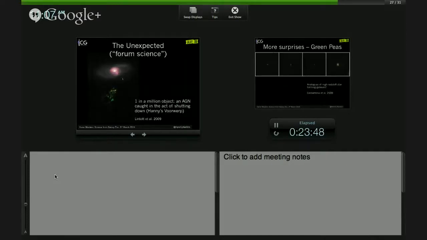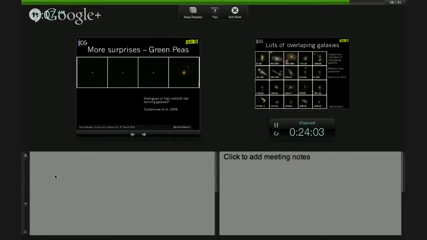Because I have to mention the unexpected, the forum science, right? This is the most famous example of the unexpected coming out of Galaxy Zoo. Obviously, the discovery of Hanny's Voorwerp, the 1 in a million object, literally, an AGN caught in the act of shutting off. But there's actually a lot more examples of this.